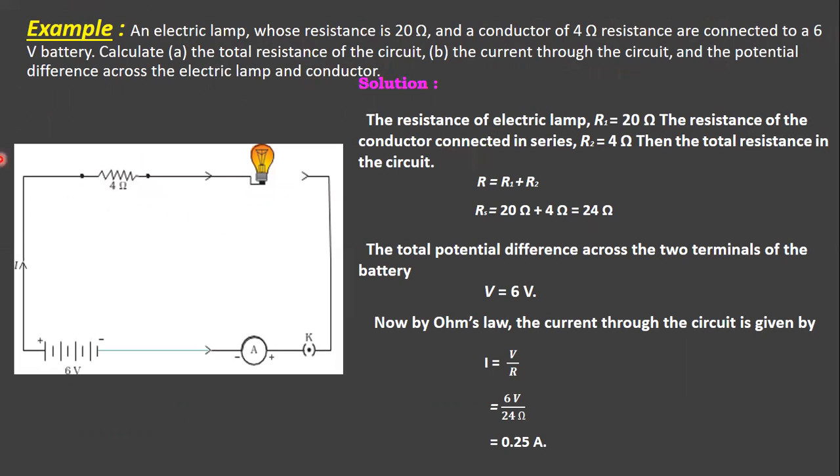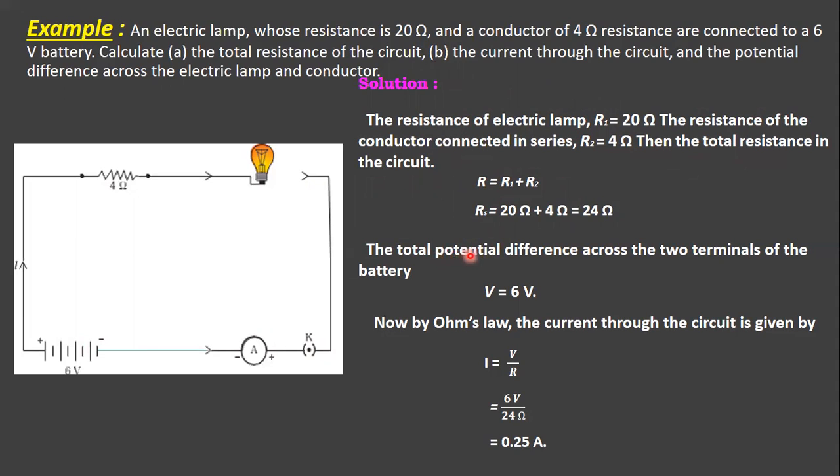See children, this is the circuit diagram. Here the 4 ohm is the resistance, and this is the lamp, 6 volt battery, ammeter and the plug key. Now the resistance of the electric lamp R1 is 20 ohm. The resistance of the conductor connected in series, R2, is 4 ohm. Then the total resistance of the circuit R equals R1 plus R2, that is 20 ohm plus 4 ohm, which is 24 ohm.